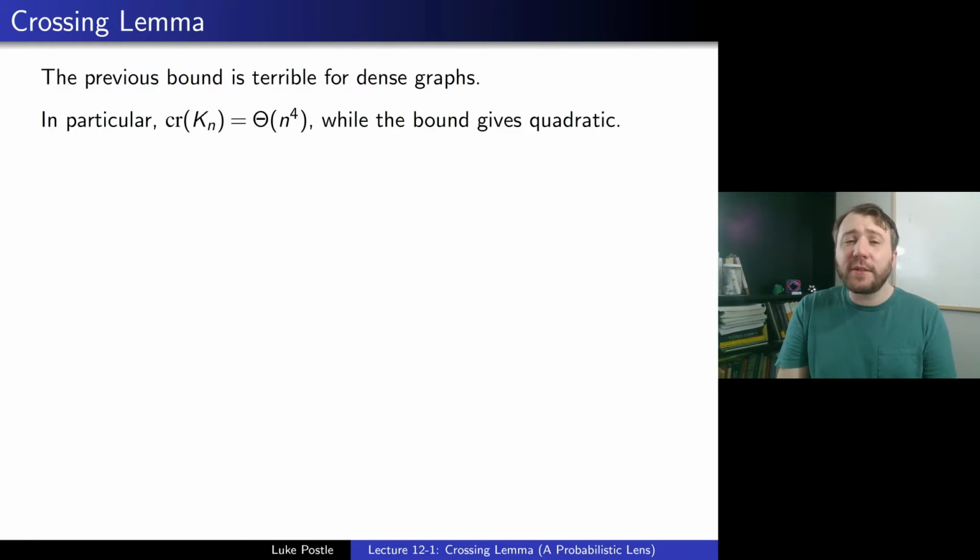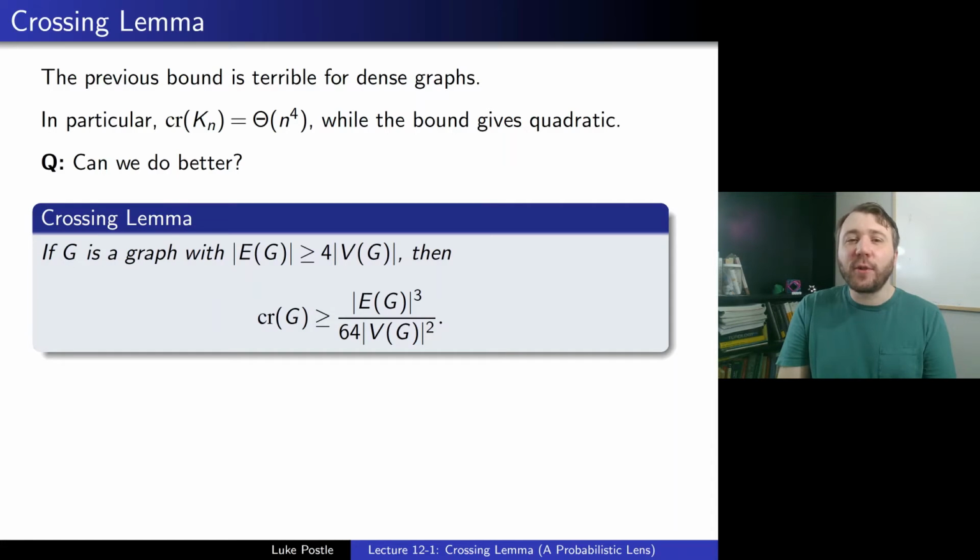So in particular, the crossing number of the complete graph Kn is more on the order of n to the fourth, so quartic, while the previous bound gives quadratic. We won't go into the details as there are conjectures about what the exact crossing number of Kn is, but it is known that it is on the order of n to the fourth. So a natural question is, can we do better? Can we do better for these dense graphs? And the answer is yes, and it's known as the crossing lemma.